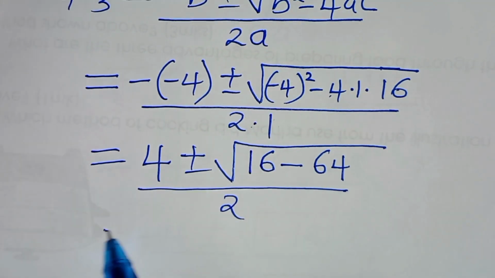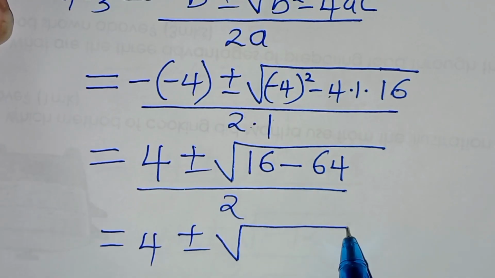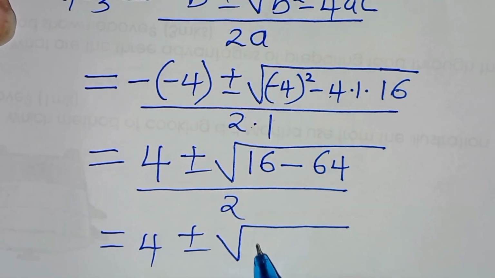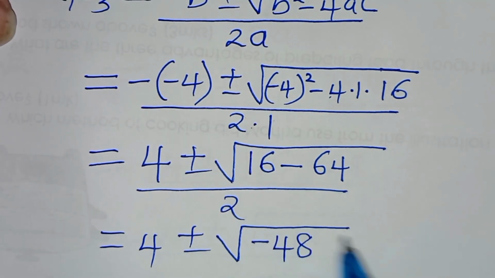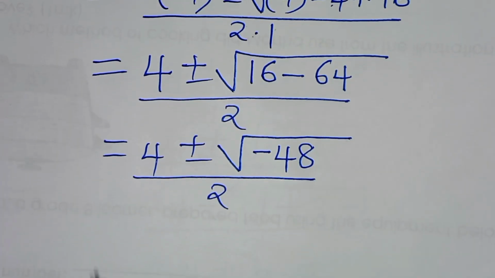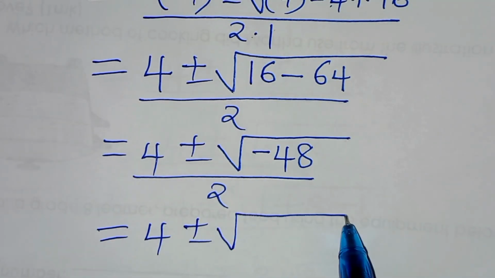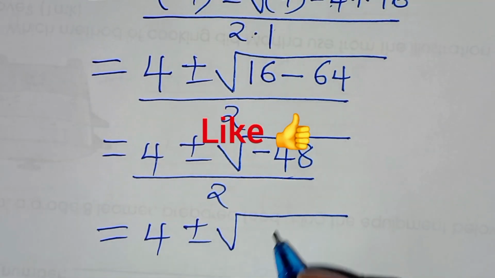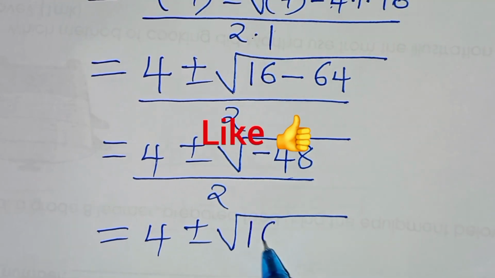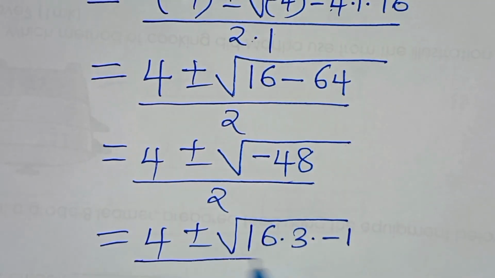Now here we have 4 plus or minus the square root of 16 minus 64, this is minus 48, over 2. So here we have 4 plus or minus, we can express the square root of minus 48 as the square root of 16 times 3 times minus 1, over 2.